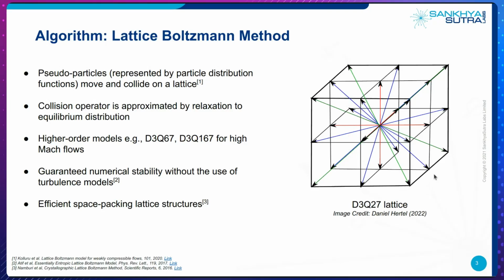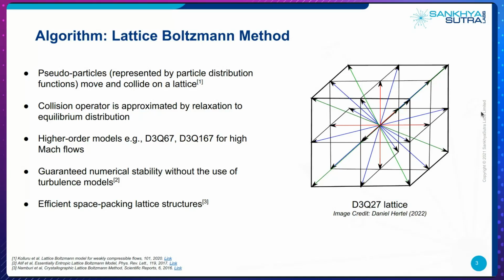So this lattice is composed of lattice cells or unit cells, and each of these unit cells has a discrete number of velocity directions assigned to it. So this discrete number of velocity directions is what governs the order of the LB model, so the lattice Boltzmann model. So the example that you see here has 27 discrete directions along the different arrows that you see.